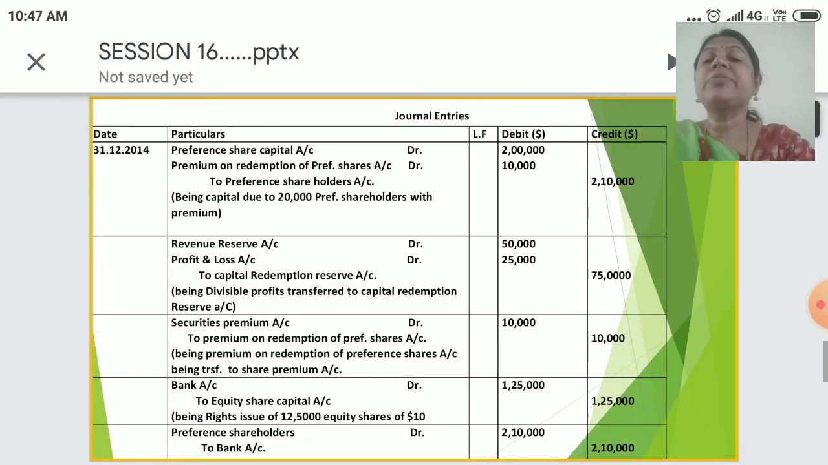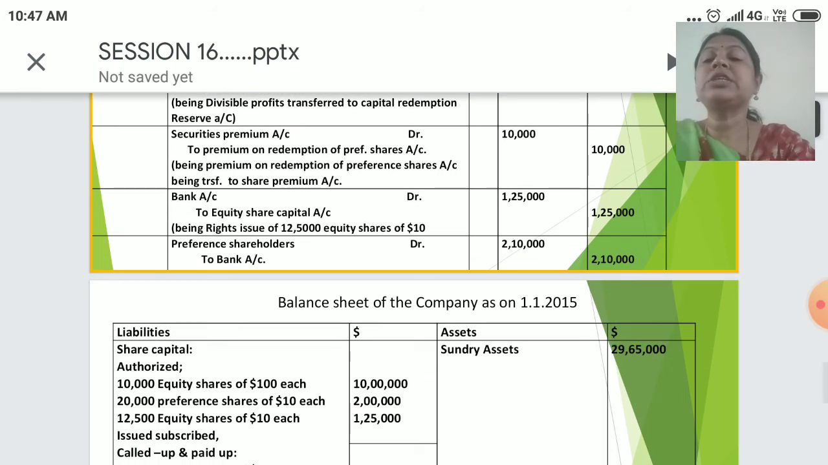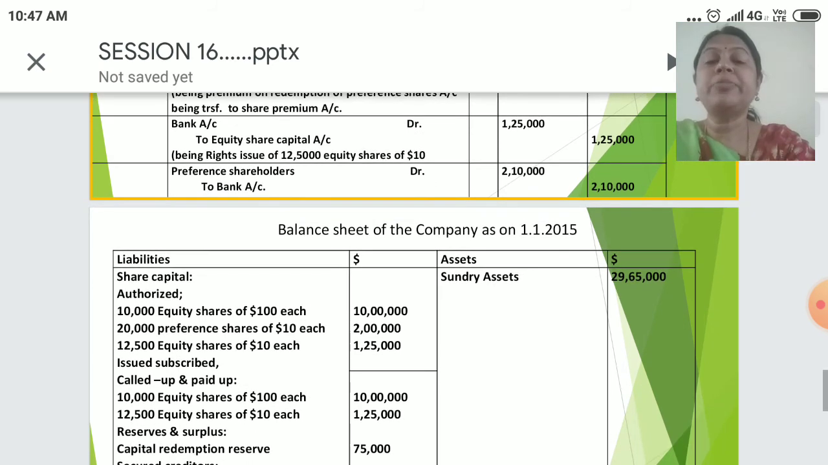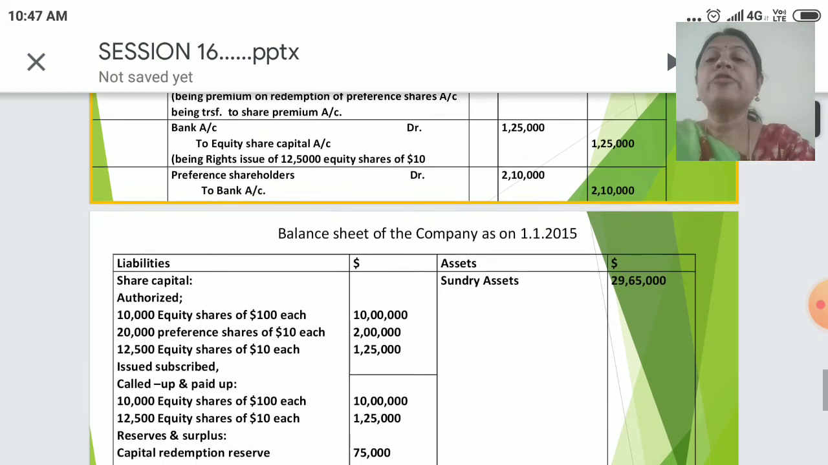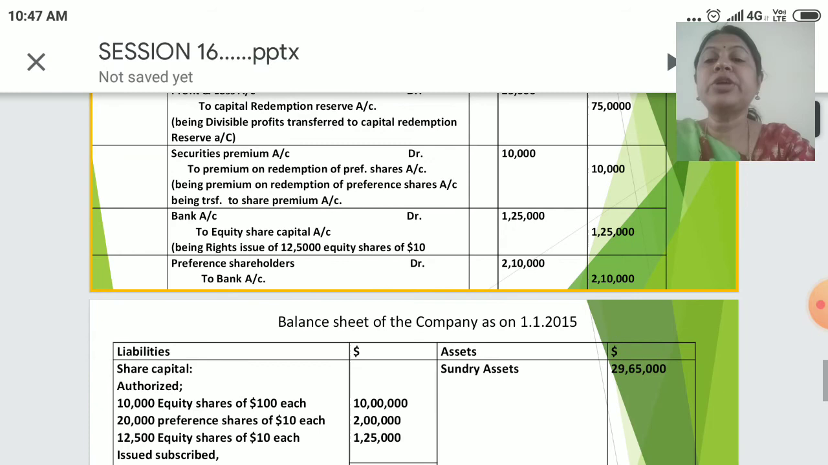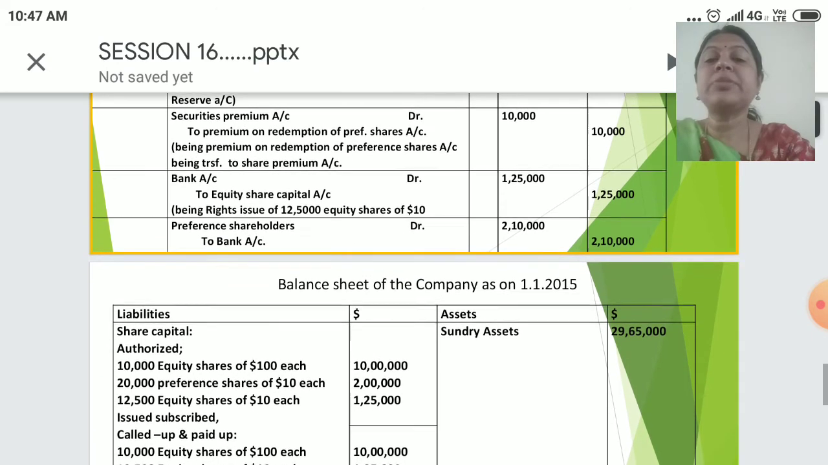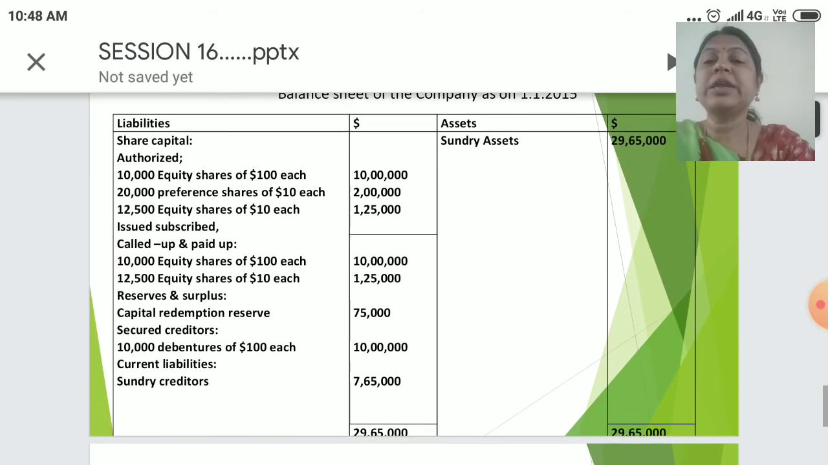And finally, the preference share capital account debit to bank account for the final payment. Payment would be for the preference shareholders, and we are going to credit the bank because the money would be going out to the extent of 2 lakh 10,000. Now we'll have a look into the balance sheet after the redemption.